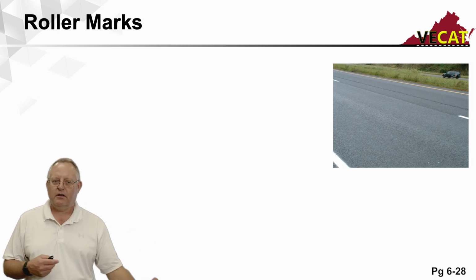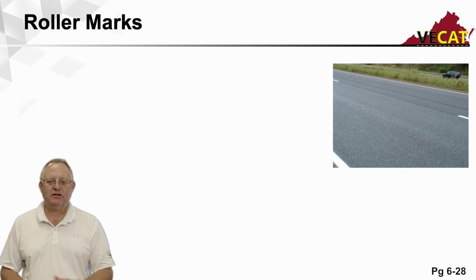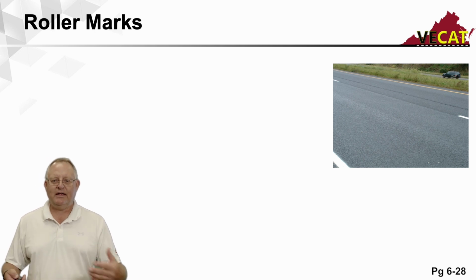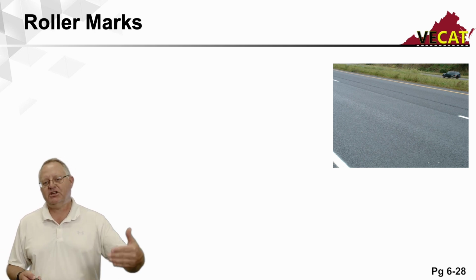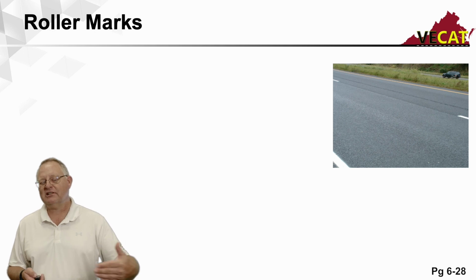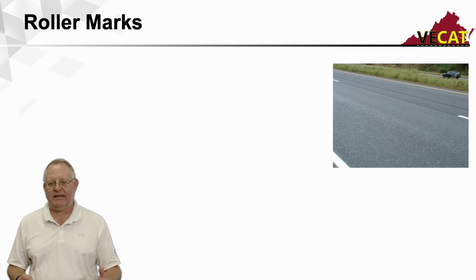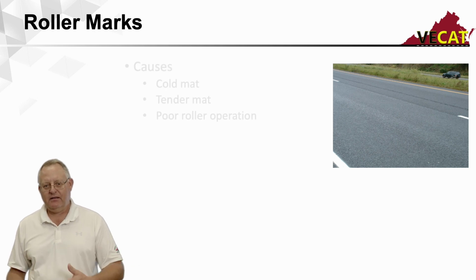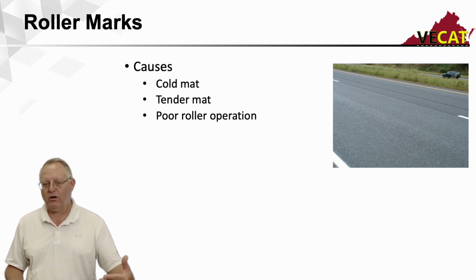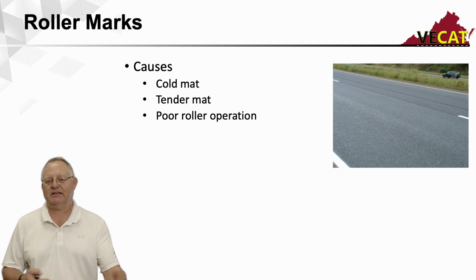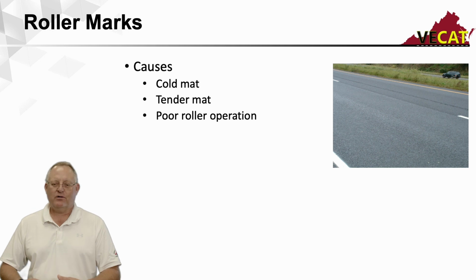Roller marks are still common, but they're not nearly as common as they once were. Basically, it happens when we're finishing up rolling on a mat and the roller cuts into it, leaving a mark or a gouge that we just can't get out. It could be too cold when we're rolling that we cut it in. The mat could still be tender, and that's usually a function of the mix design and temperature relationship, or just the roller operator not paying attention.